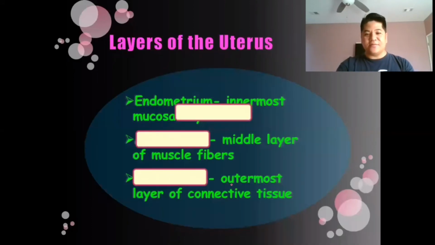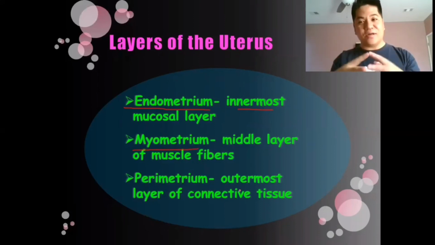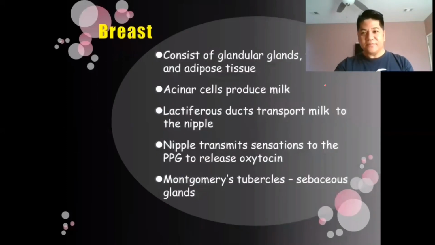Next, the layers of the uterus. We have the following. The endometrium is the innermost layer. The myometrium is the muscle layer, which will contract during the time that the baby needs to be delivered, and it contracts stronger and stronger. And the perimetrium is the outermost layer of connective tissue of your uterus.